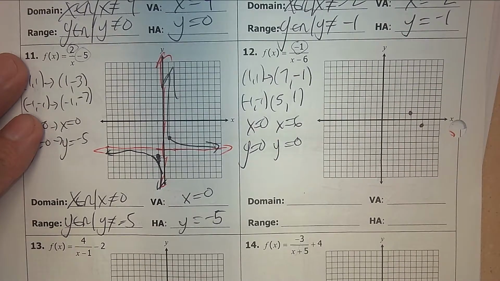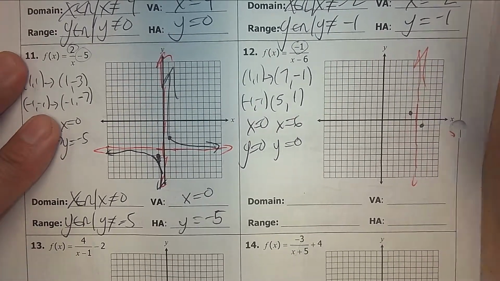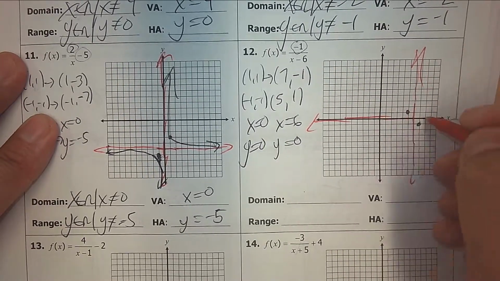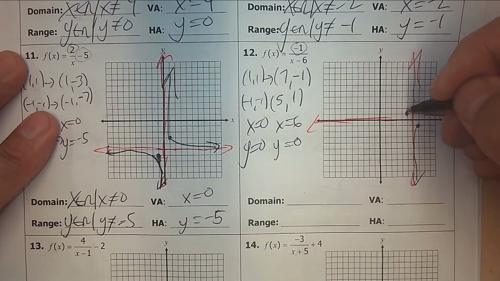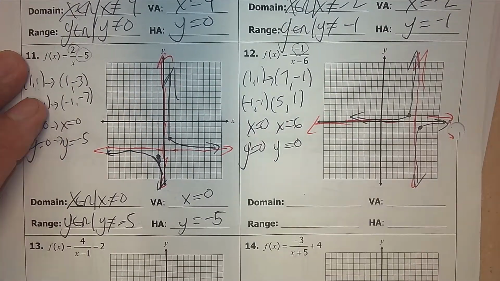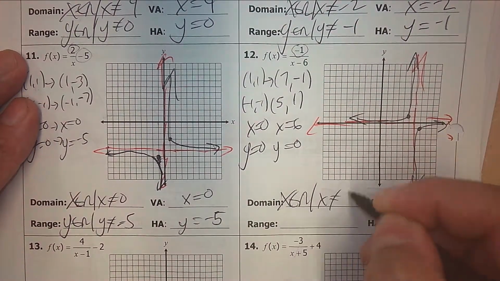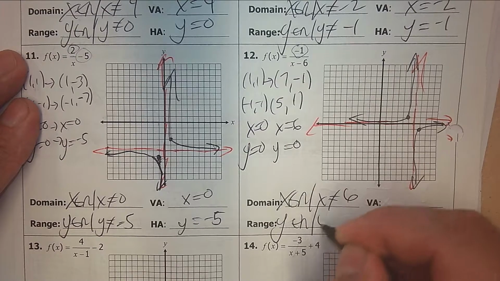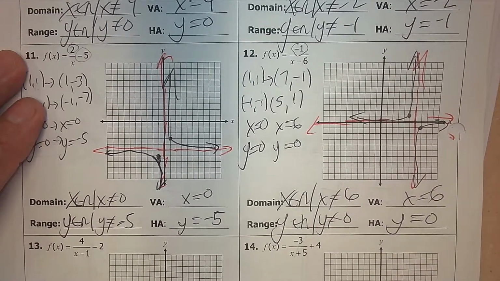We have an asymptote at 6, and then at 0. And then curve it. So at the asymptote, it goes down forever and up forever, and then it follows the horizontal as the end behavior. The domain, the only number x cannot be is 6. For the range, it can't be 0, and that's also my horizontal and vertical asymptote.